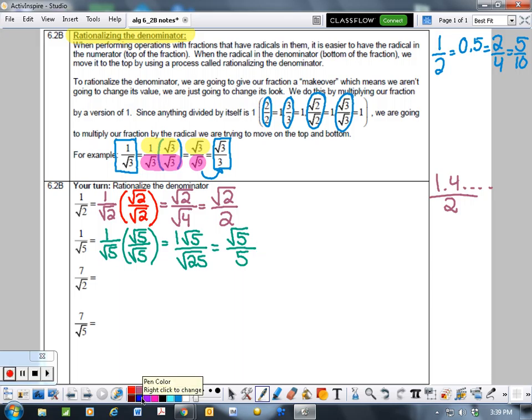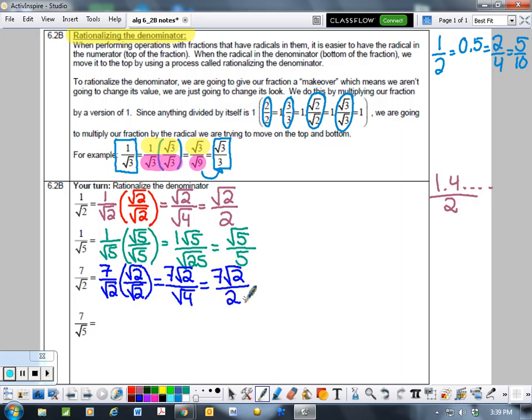Okay, next one, 7 over the square root of 2. So I want to get rid of the square root of 2. So that's what I'm going to times by: square root of 2 over square root of 2. Now when I times across the top, 7 times the square root of 2 is just 7 square roots of 2. Because they're not both underneath the square root, I can't combine them in any way, so they just kind of become roommates chilling there together. And on the bottom, square root of 2 times square root of 2 is square root of 4. And what is the square root of 4? It's just 2. So this is 7 square root of 2 over 2. And that's our answer.